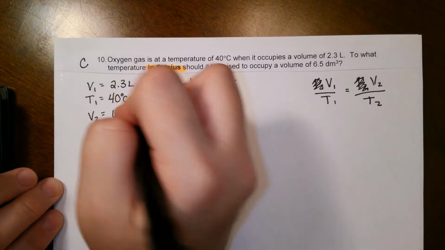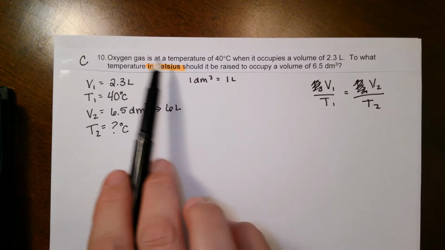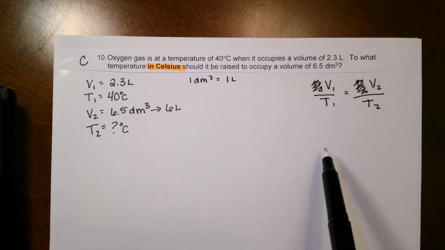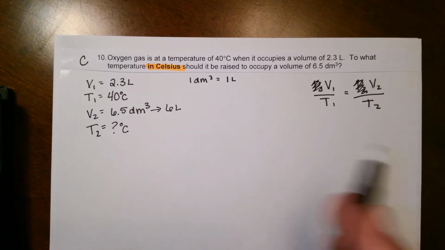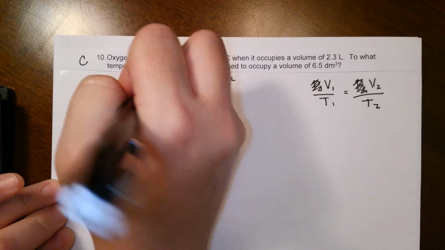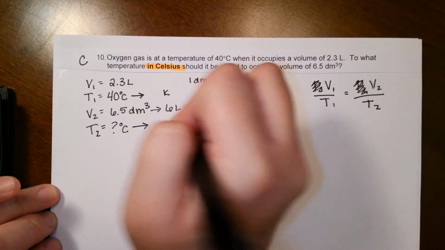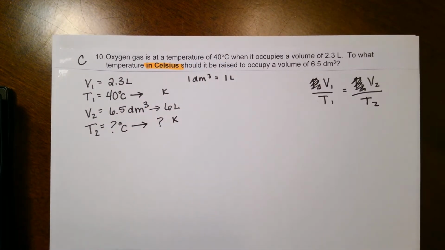The other thing we have to do, even though it's asking for the final answer in Celsius, we can only plug into the combined gas law using Kelvin. So we still have to convert both of these to Kelvin. So our unknown answer is going to come out in Kelvin as well. So keep that in mind when you get that final answer. You're going to have to convert it back to Celsius.